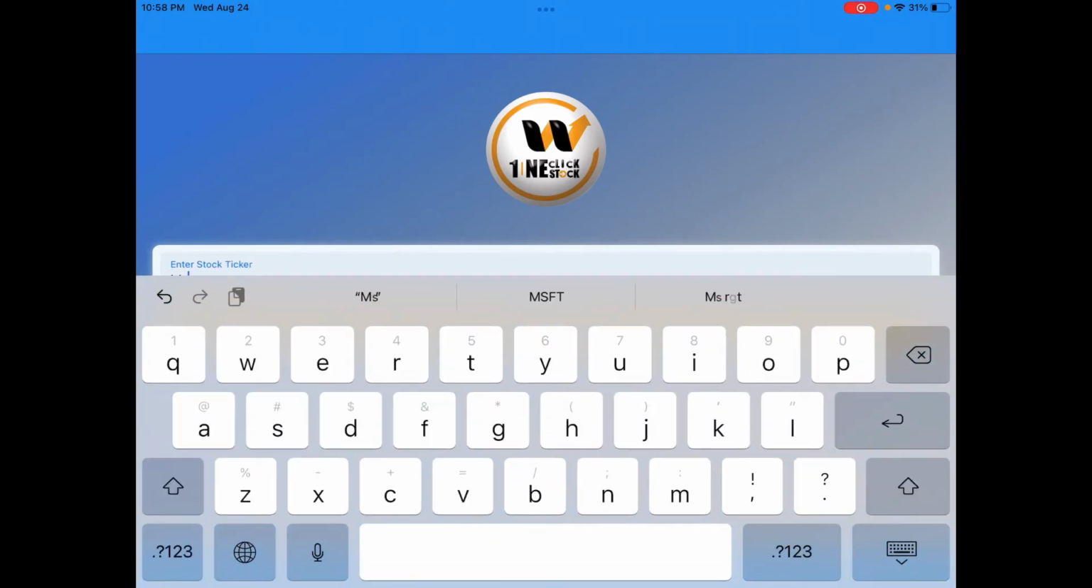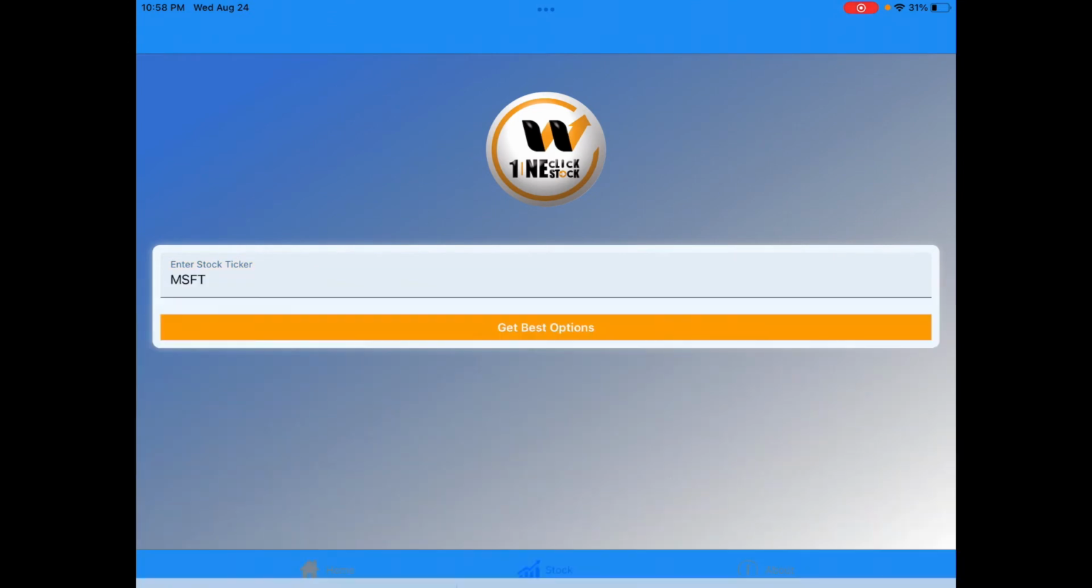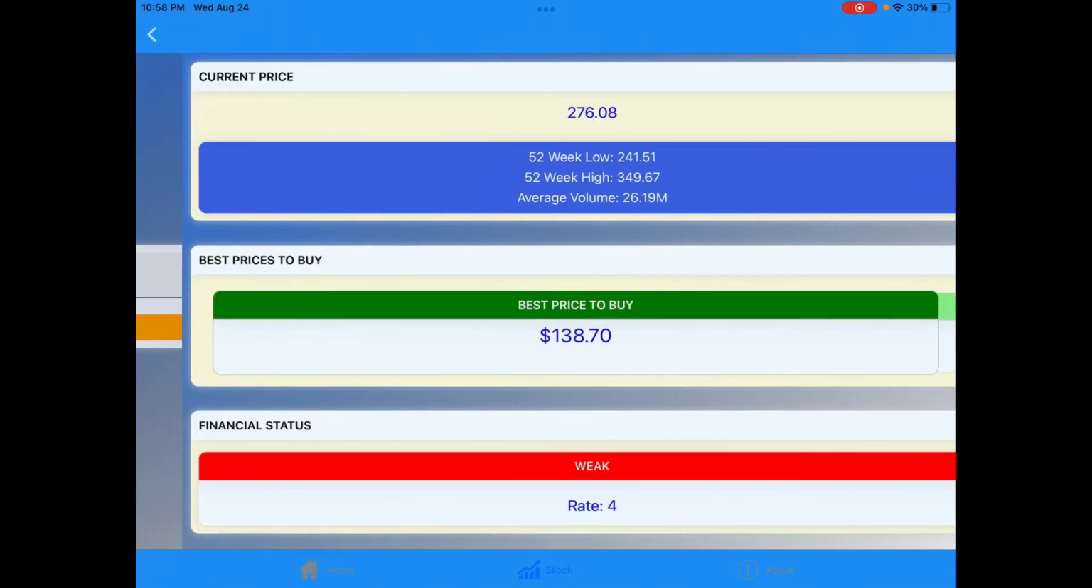You just type MSFT. It's not case sensitive, so you just type it as long as the spelling is correct. So you type in the correct code, then you're gonna get a result. Here and there, you might not get a result because the company is located outside the United States, but if it is in the United States, most of the time you'll get all the results that you're looking for. So Microsoft, MSFT, just click on get best options, and the app is gonna tell you everything right now.